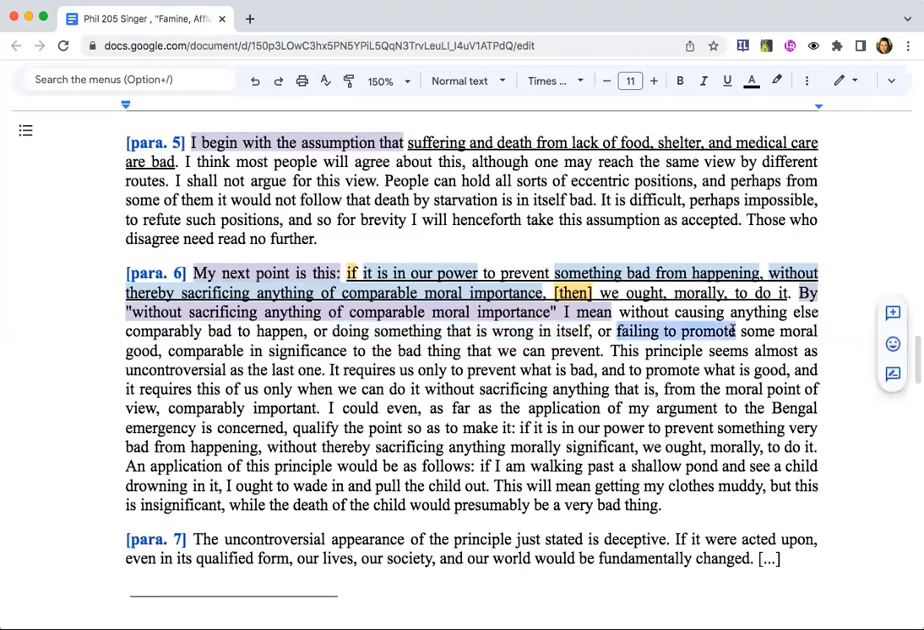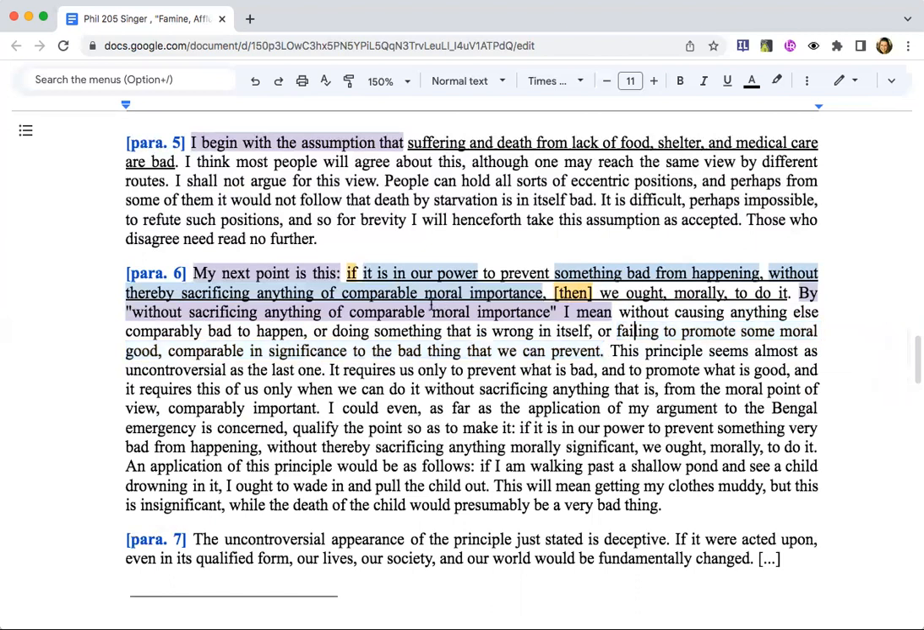Or if the only way that you could prevent the bad thing from happening is that you fail to promote some comparably good thing, right? Let's say you have two options and they're both equally good, and the only way that you could prevent the bad thing from happening is to give up your opportunity to do something that's equally good. Well, you're not required to do that, in which case you have a choice between the two equally good things.